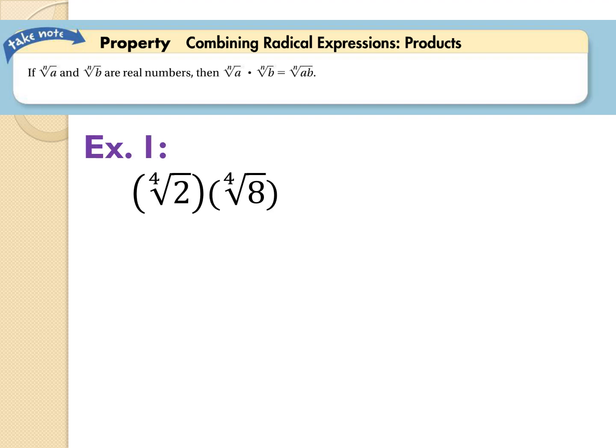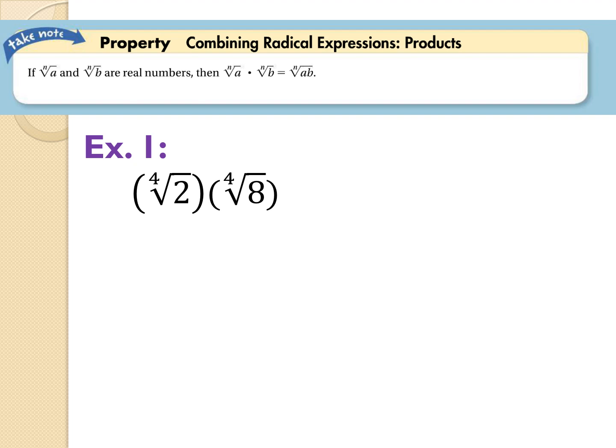Let's look at example 1. Now, you're like, okay, the index numbers are the same. Here's the catch. It only has to be the index numbers. We don't care if the stuff underneath is the same. That does not have to be the same. But to multiply radicals, the index numbers have to be the same, which in this case, they're both 4, so we're good to go.